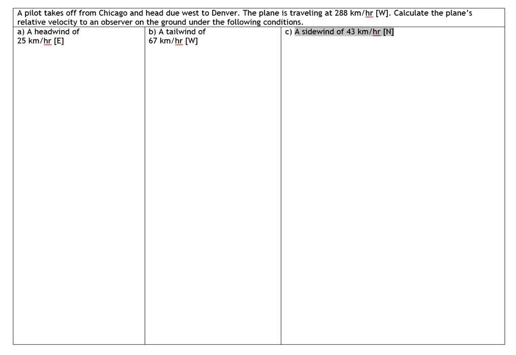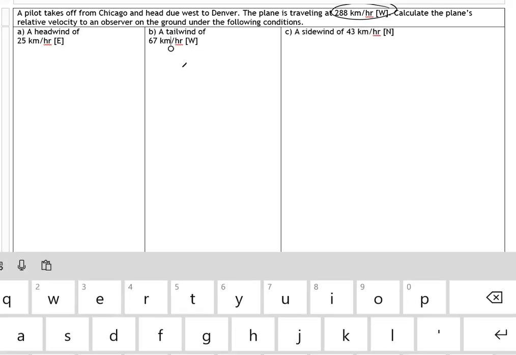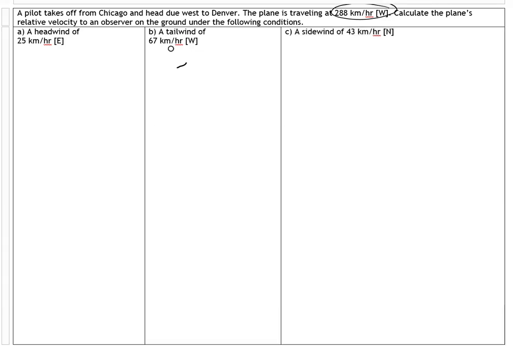So the cool thing about this is for all of these, we have this plane and it's traveling 288 kilometers per hour west. So we can use a vector to draw that. So we have this 288 for each of these scenarios. And even this one over here. Now, if we keep reading, then we learn we have other things going on.